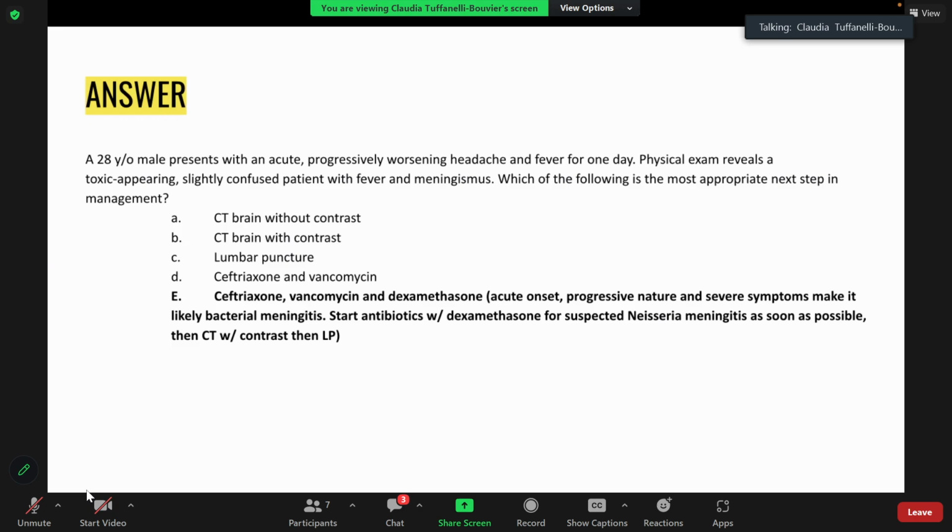So ceftriaxone, vancomycin, dexamethasone. Do that and then get the CT with contrast if you want, or the LP. In this one, you could argue either way for the lumbar puncture, then the CAT scan. I would probably get the CAT scan, then the lumbar puncture, but first antibiotics.